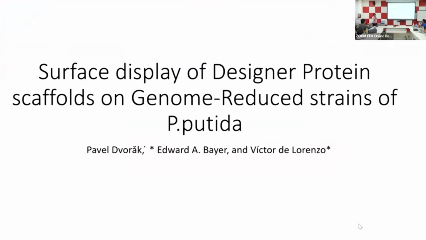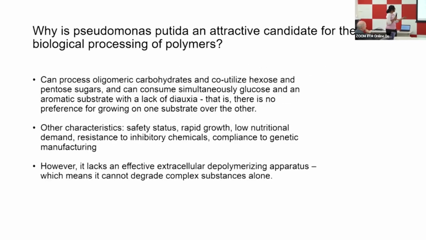Good afternoon, everyone. I'm Pooja, and today I'll be doing a summary of the paper, a surface display of designer protein scaffolds on genome-reduced strains of Pseudomonas putida. In the environment, there are many sources of carbon, such as lignocellulosic residues and plastics. We aimed to utilize these with the help of an engineered microbe so that we could put them to some efficient use.